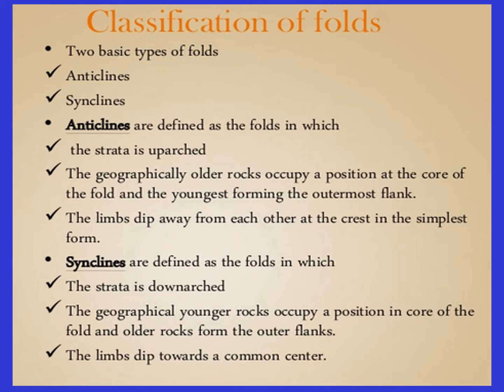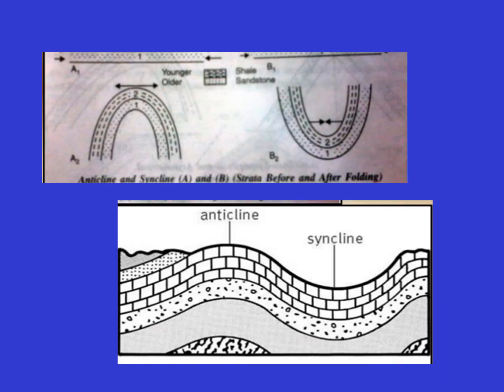Then the synclines are defined as the folds in which the strata is down-arched. The geologically younger rocks occupy a position in the core of the fold and older rocks form the outer flanks. The limbs dip towards a common center. You can see here in the picture the anticline and the syncline. The anticline is upward arched and the syncline is downward.